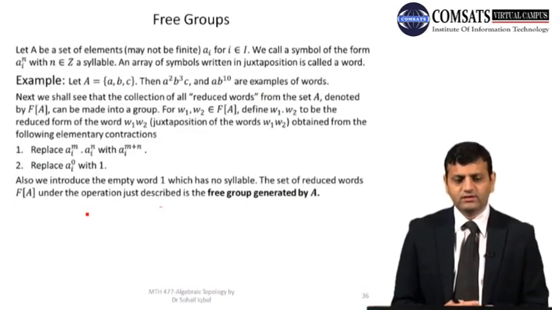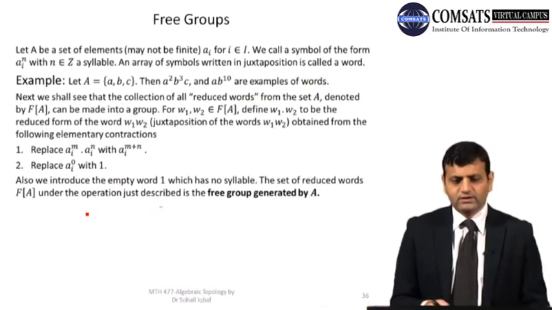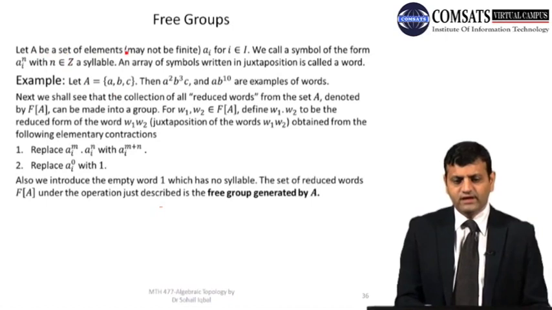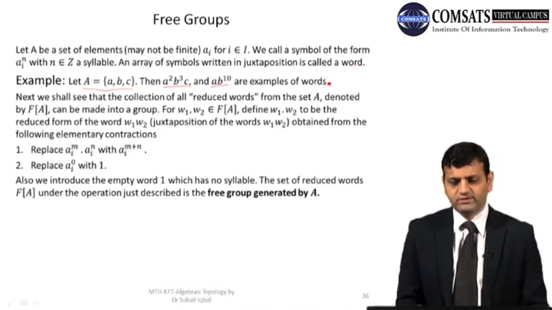So our next concept is free groups. Let A be a set of elements a_i. We call a symbol of the form a_i raised to power n a syllable. An array of symbols written in juxtaposition is called a word. So for example, if the set A is {a, b, c}, then a squared b cubed c, and a b raised to power 10 are examples of words.